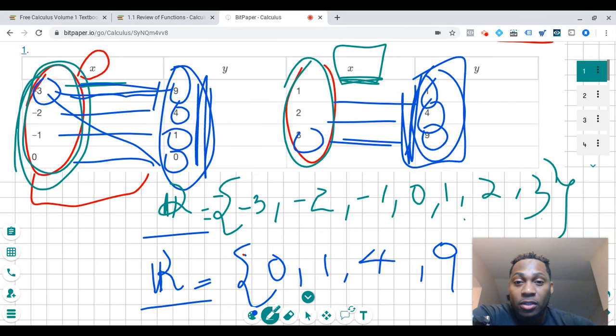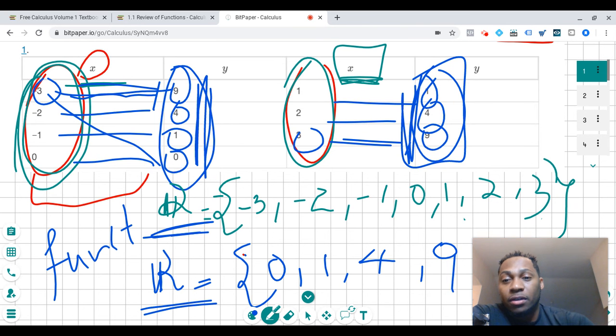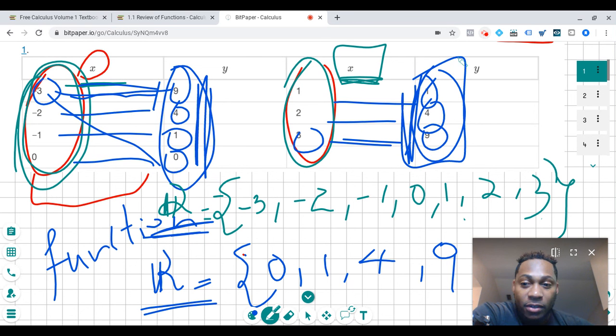So these are the domain, the range, and also it is a function for this one. And that's it. That's all we have to do for this one right here.